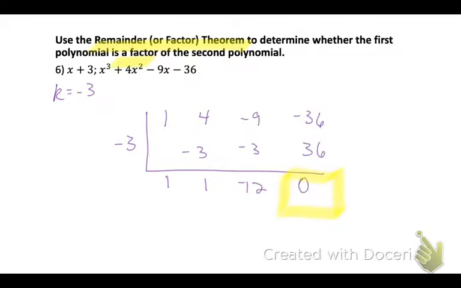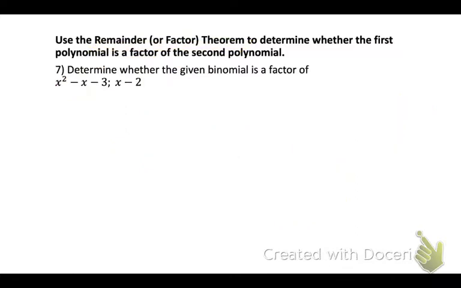So I start by bringing down 1, multiplying by -3, add, which is 1, -3, -12. So now if I look at my remainder, my last number, it is 0. So that means that x plus 3 divided evenly into this cubic function. So it definitely is a factor. So since our remainder is 0, then x plus 3 is a factor. If that remainder had been a number other than 0, then it would not be a factor.